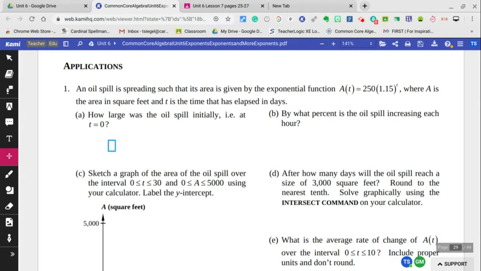So what that does is, the initial spill is when time is zero. So we have to plug in zero for t. So we're going to write A of zero is equal to 250, right? 1.15 raised to... Raised to is the shift key and 6, that up arrow, just like you get on your TI. It's the same thing, right? That gives you the exponent, and we want to raise this to the 0 power. And then we hit the space bar to get back down.